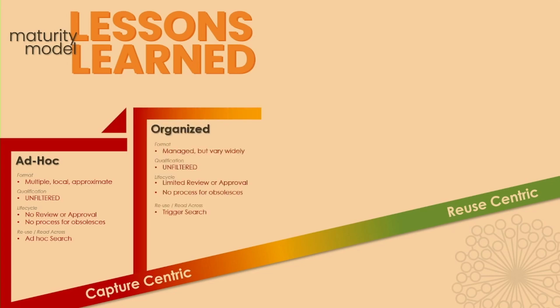In an organized process, those lessons are managed, but they can vary. So you can search for them, but they haven't been reviewed, and they're not necessarily all relevant. There's not an obsolescence process. This may be a more organized document-based solution, such as a shared Excel workbook.